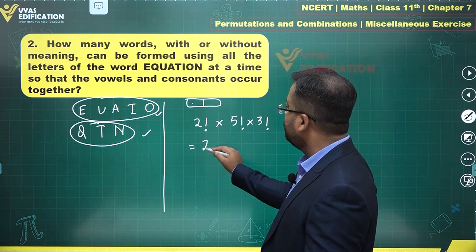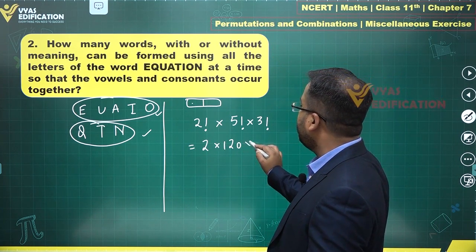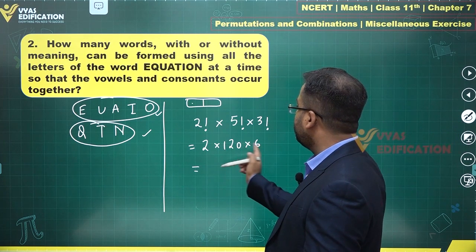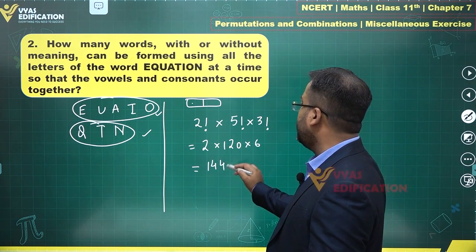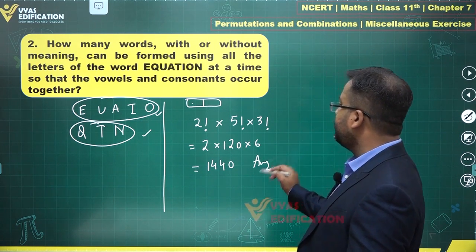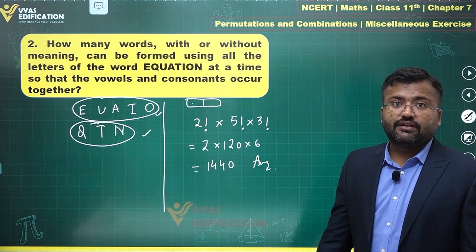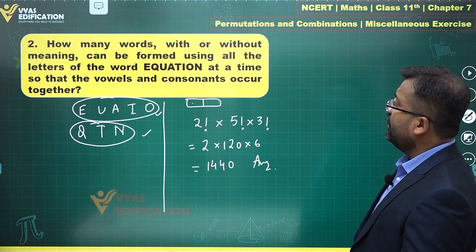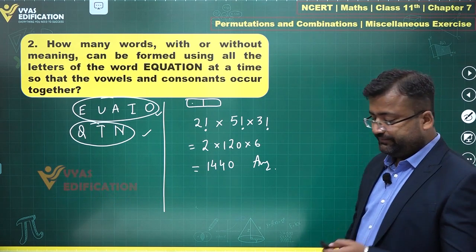2 factorial is 2, 5 factorial is 120, and 3 factorial is 6. So this is 12 times 120, which is 1440. That's my required answer for this question. That's all. Yes, that's just all. Let's move on to the next one.